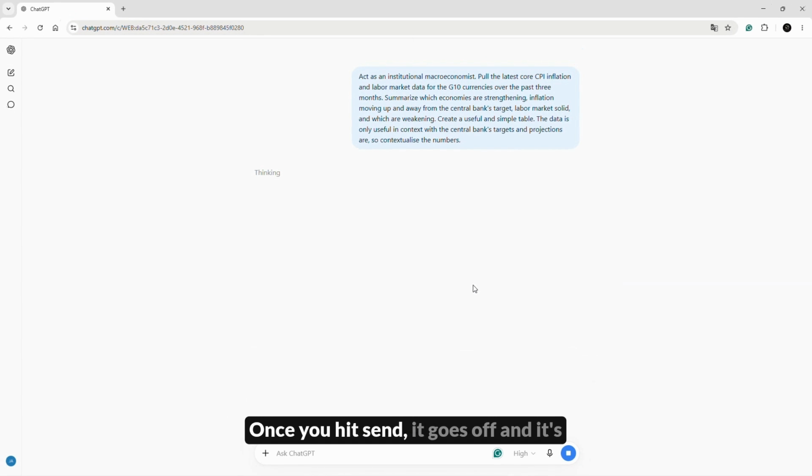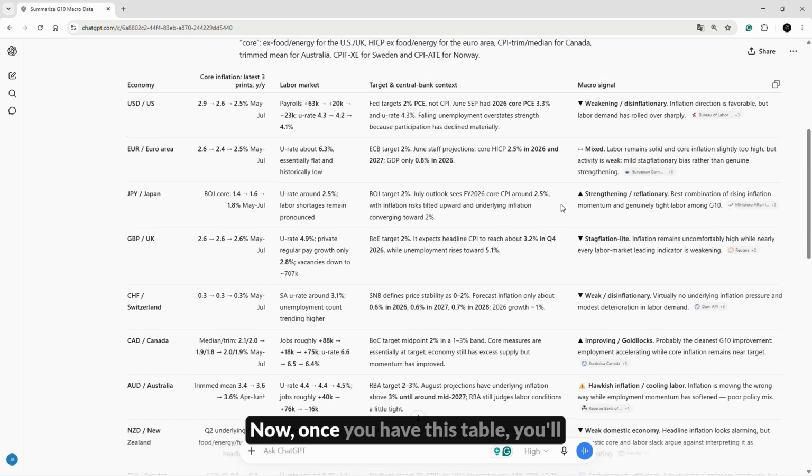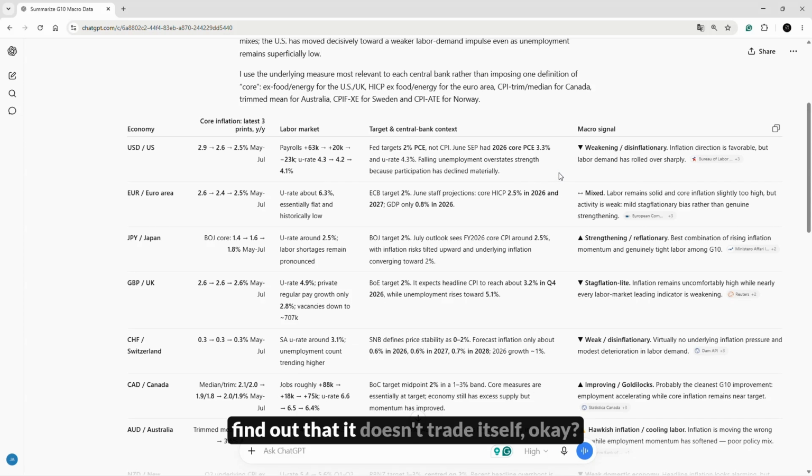So once you hit send, it goes off and it's going to research for a few minutes and it's going to come back with a table. Now, once you have this table, you'll find out that it doesn't trade itself, okay? You have to understand how to read everything here in order to go to the chart and make a solid trade. And how to read everything here is exactly what I've explained to you the first 2 parts of the video.